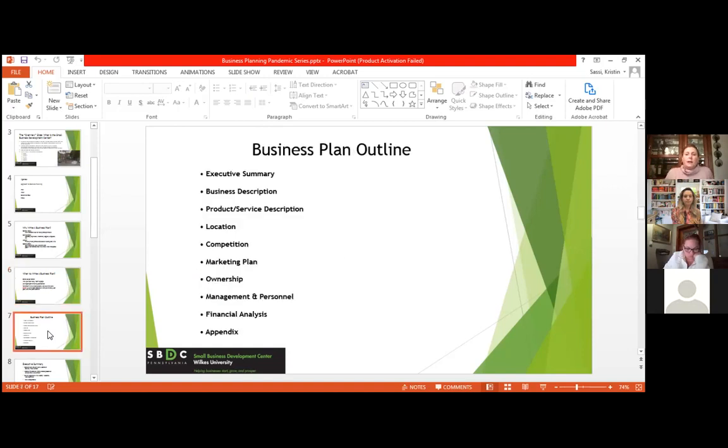So this slide right here is going to show your business plan outline and all the important sections that need to go into your business plan. A good rule of thumb is your business plan should be about 4 to 12 pages, single spaced, written in 3rd person.